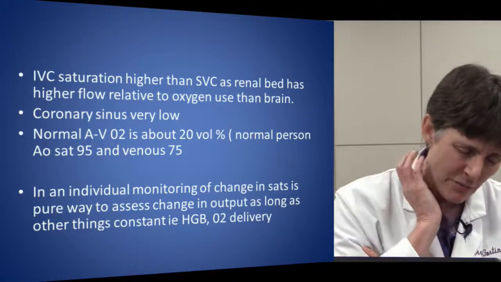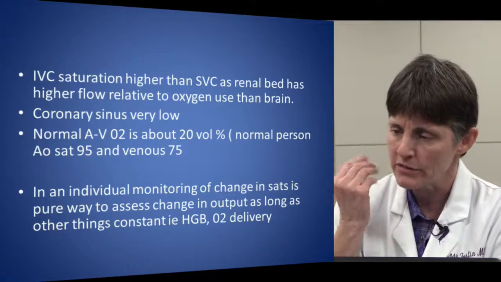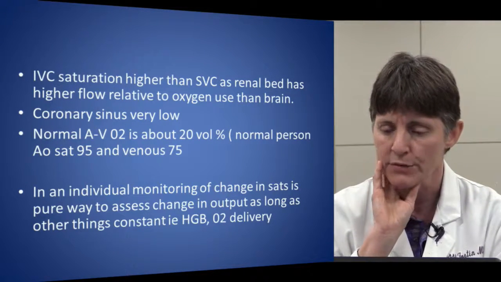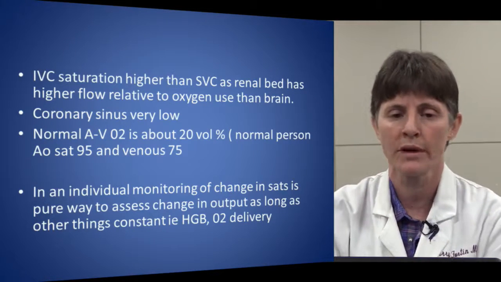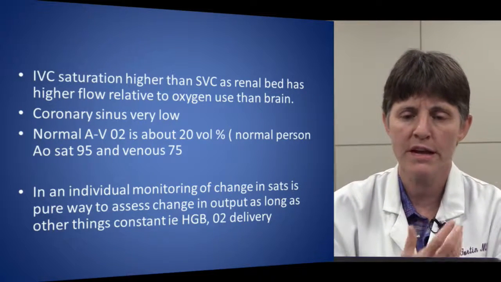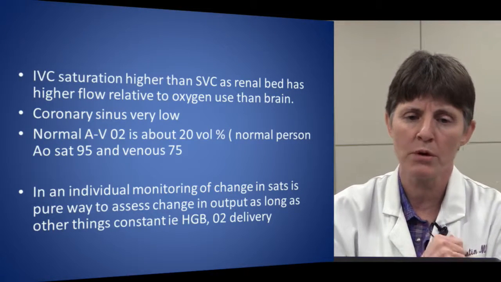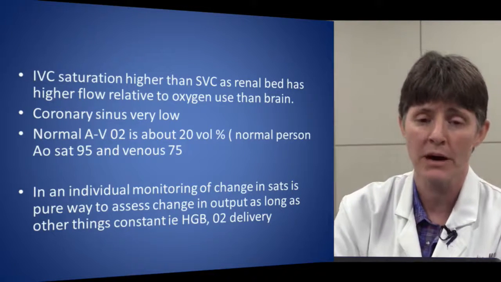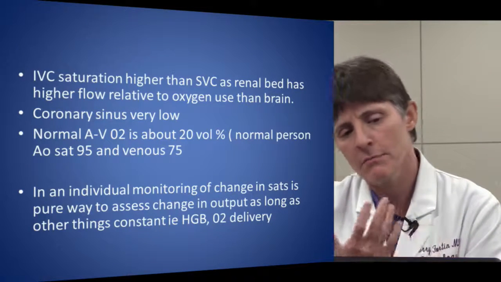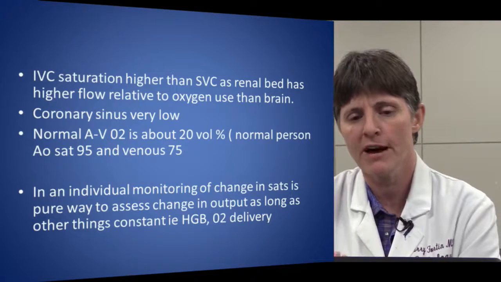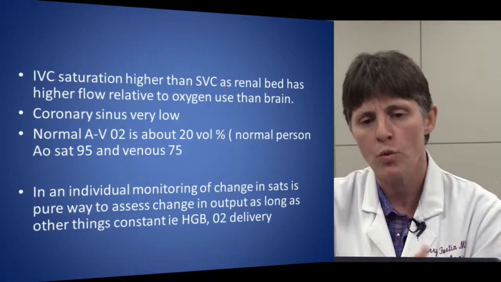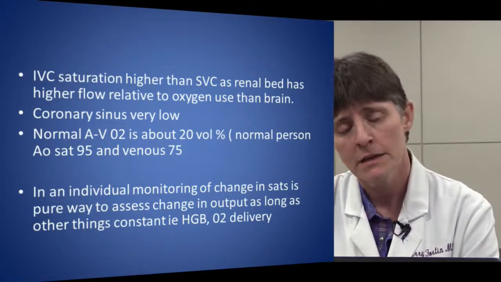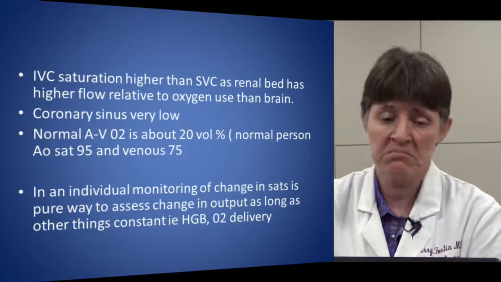So if you're getting, as a quick and dirty, a sat from a central line up in the SVC, that's going to be a little bit different than if you're getting one from a line that's down in the groin. It's okay to use either as long as you understand that and you don't compare one to the other. In a normal person, that AVO2 difference we're talking about is about 20 volumes percent. Again, my arterial sat is 95, my mixed venous sat is 75. There's a 20% difference there. If for some reason I'm hypoxic and my sat is 80, then my venous sat, if I have normal output, is 60.